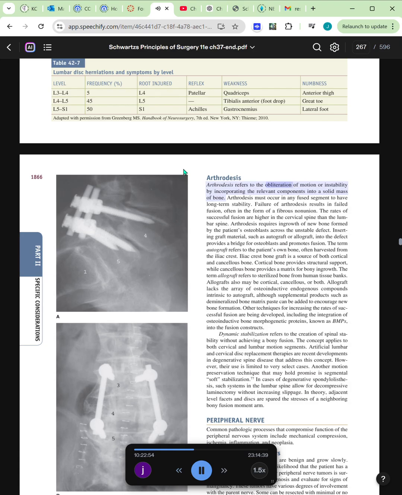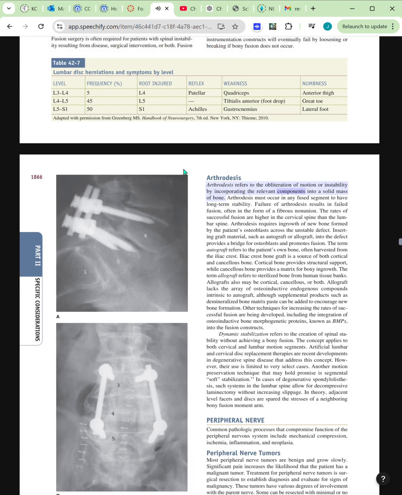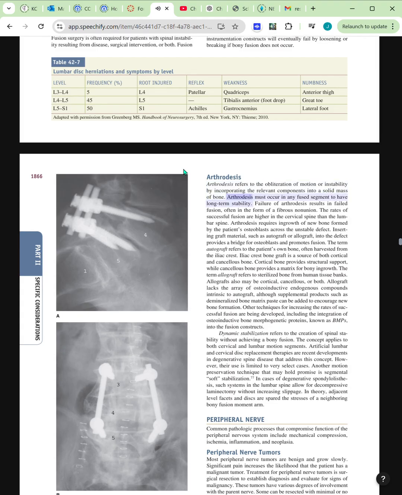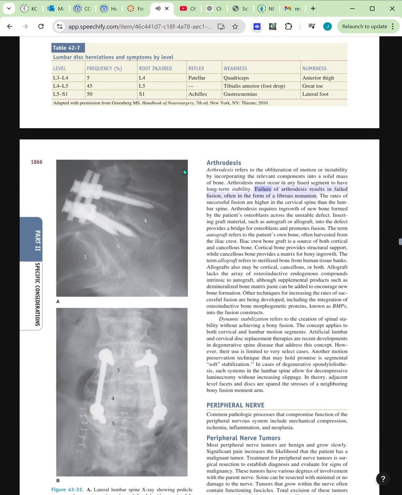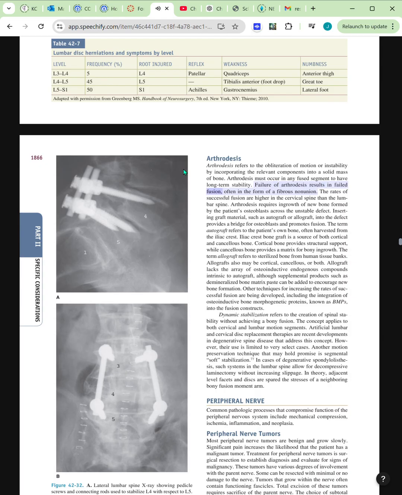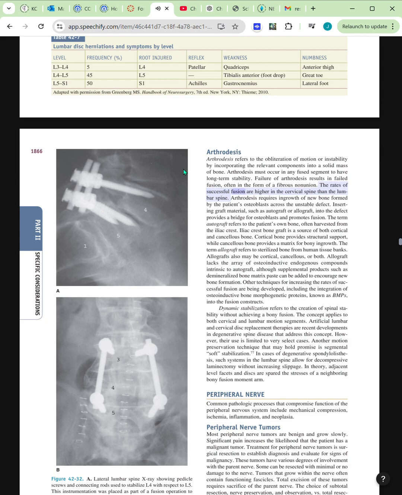Arthrodesis refers to the obliteration of motion or instability by incorporating the relevant components into a solid mass of bone. Arthrodesis must occur in any fused segment to have long-term stability. Failure of arthrodesis results in failed fusion, often in the form of a fibrous non-union. The rates of successful fusion are higher in the cervical spine than the lumbar spine.